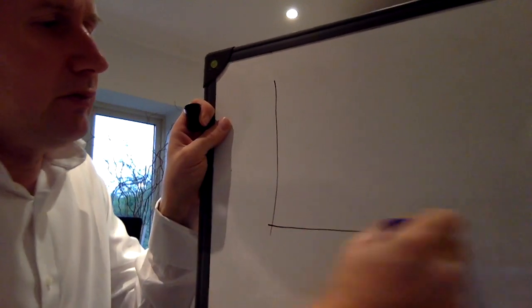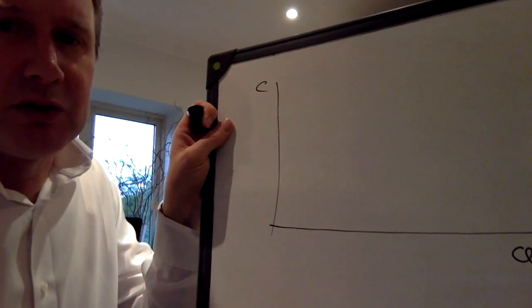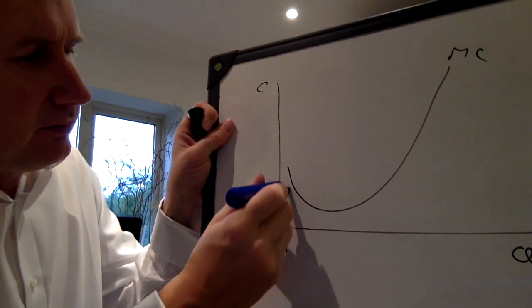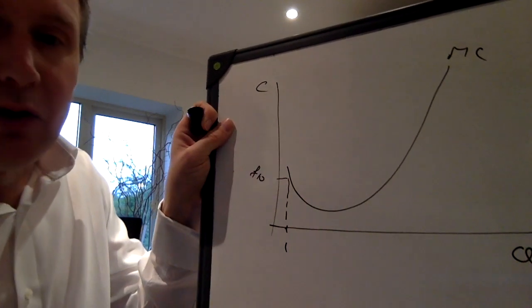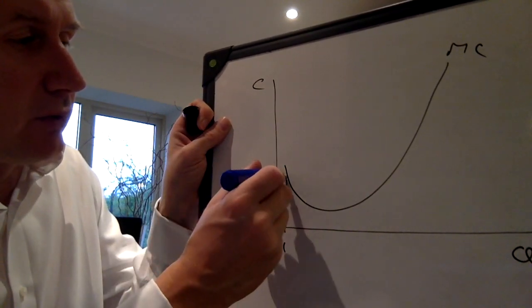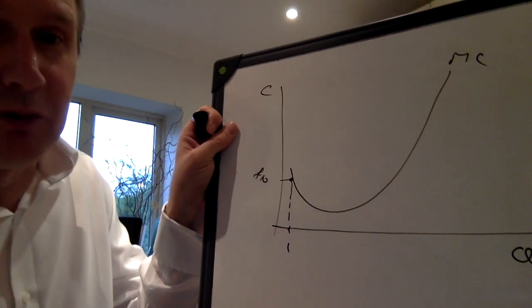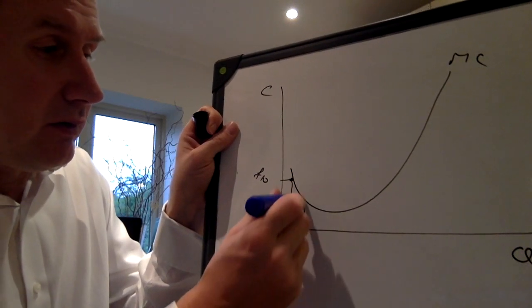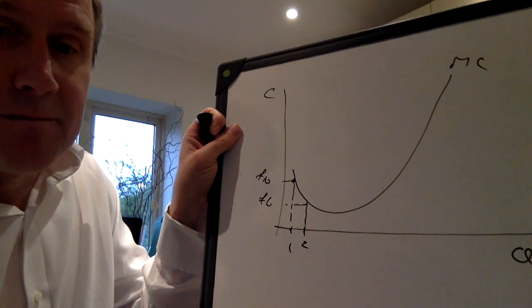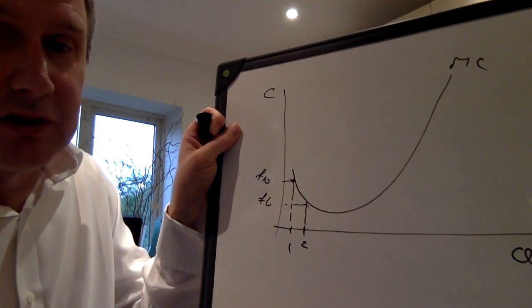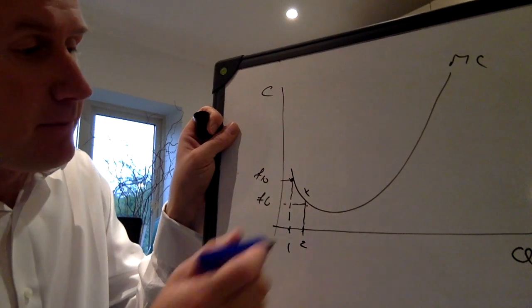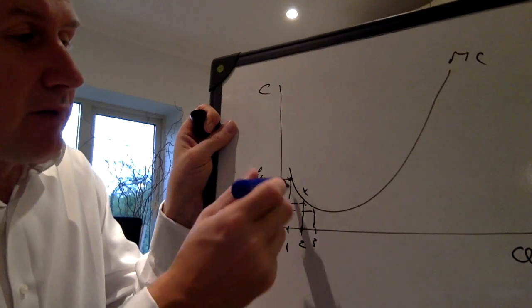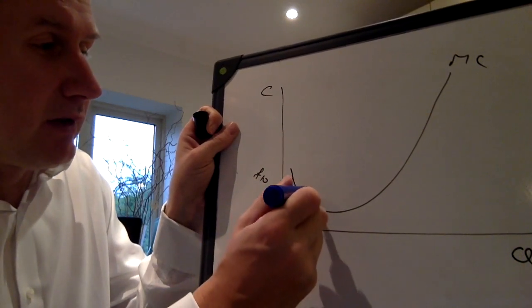Suppose that's output, that's cost. That's marginal cost again. Suppose we make 1 unit and it costs 10 quid. Well, our average variable cost must also be 10 quid, because we've made 1 unit, so total variable cost is 10. Suppose we make a second unit and the extra cost of that one is 6 quid. Now our total variable cost is 10 plus 6, which is 16, divided by 2 is 8. Suppose we make a third unit, that one costs 5. We now have 10 plus 6 plus 5, that's 21, divided by 3 is 7.